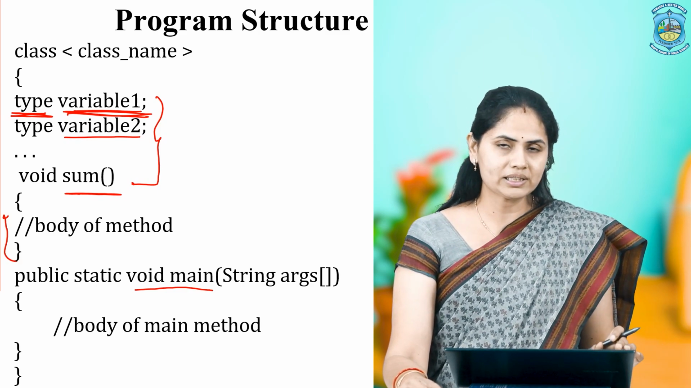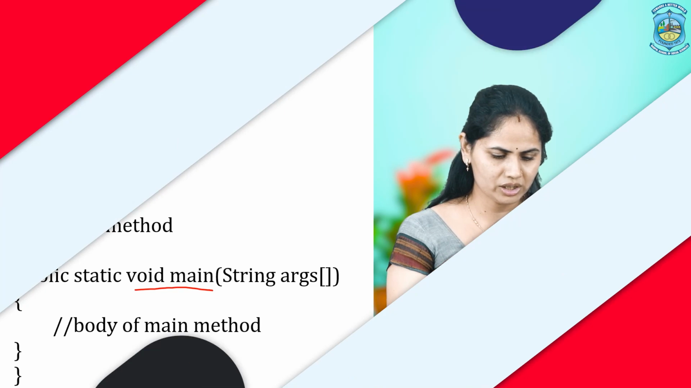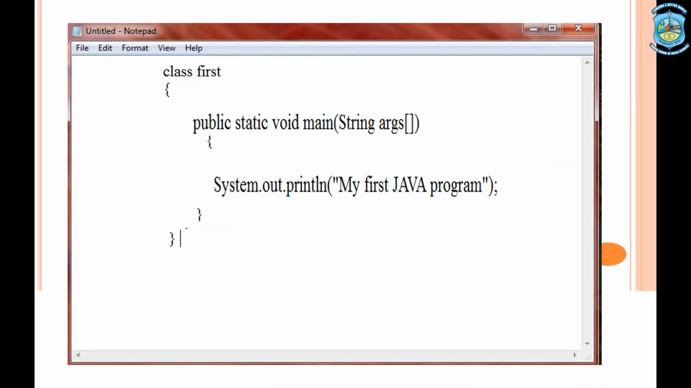Now, we will see the description of this main function. I am taking the same example which we already discussed in the previous video. Here in this class, we are simply defining a main function, and by giving the statement system.out.println, we print my first Java program on the screen.